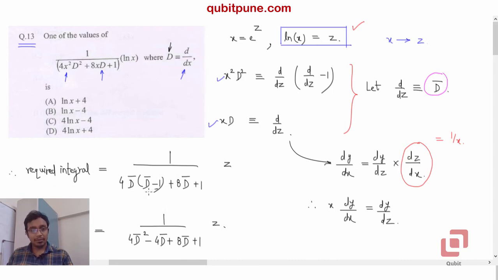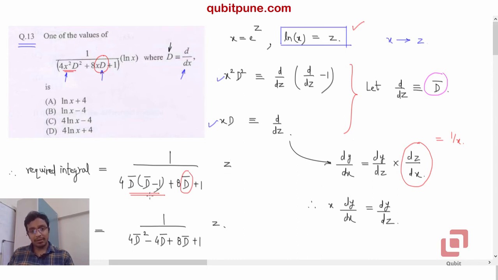So note carefully that xD has now been replaced by D bar, because D bar is d by dz and we have proved that here. Secondly, x squared D to the power 2 has now been replaced by D bar into (D bar minus 1). The coefficients are to be kept as they are. Nothing will happen to them, and log x will become z.